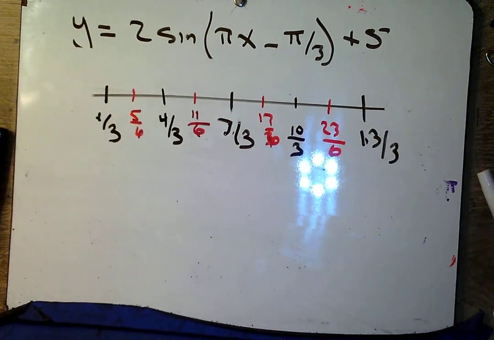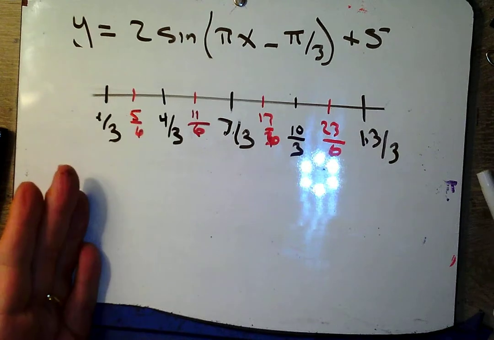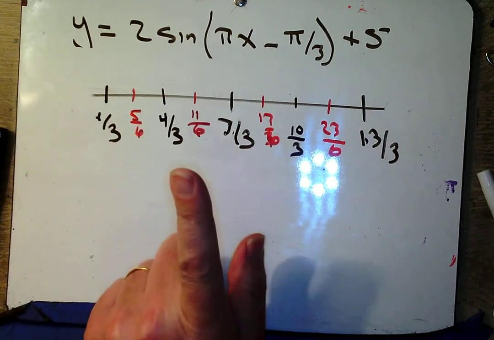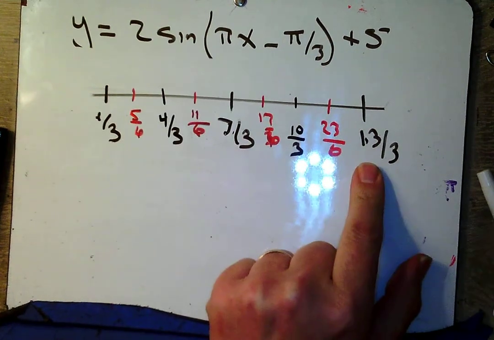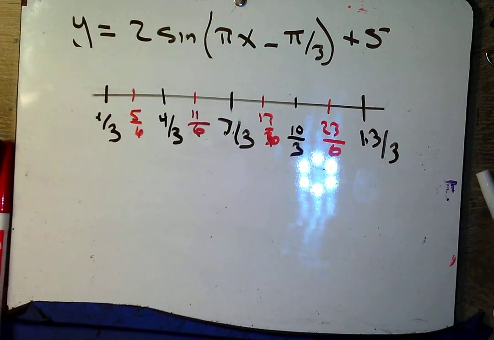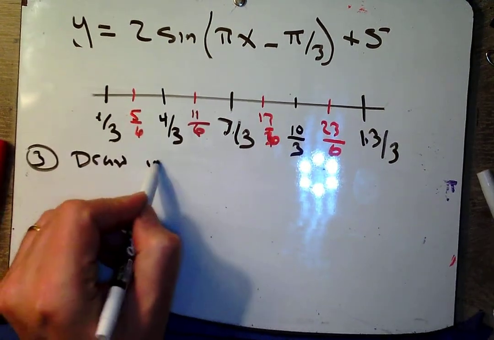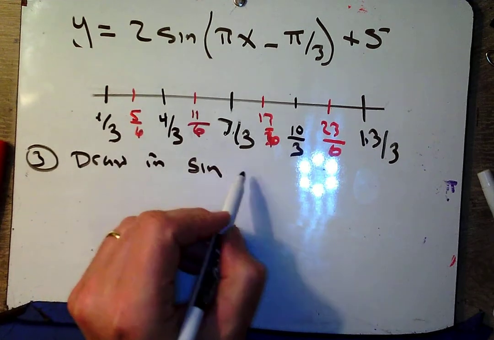So what do we know? Well, we have all the quarter points. The period starts here and ends here. Second period starts here and ends here. Well, let's draw that. Now, what was it? Oh, I guess step 3, draw in sine shape.